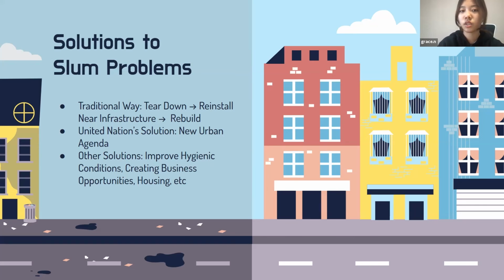So the United Nations, UN, recently created a new solution for slums. The new urban agenda includes proposals for achieving Sustainable Development Goal 11, sustainable cities and communities. The new urban agenda could be the key to solving some problems effectively. Other solutions include improving hygienic conditions, creating business opportunities, housing, and more.